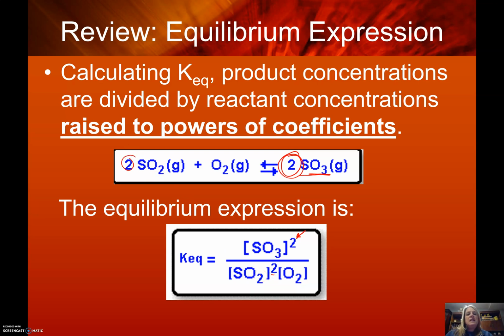And remember that this is a multiplication. So when we have two reactants or two products or three or four or however many we have, we multiply those together, not add. And so that's going to be important because now we're going to start doing the math.